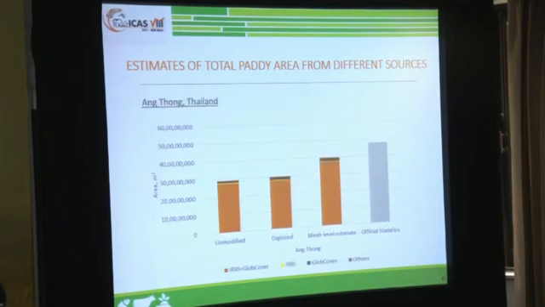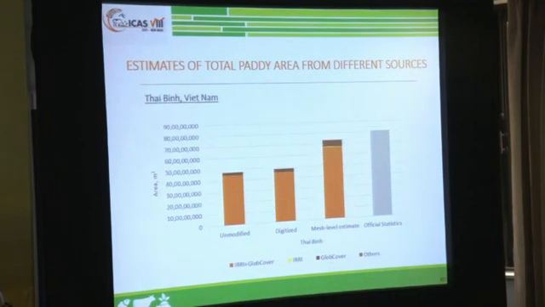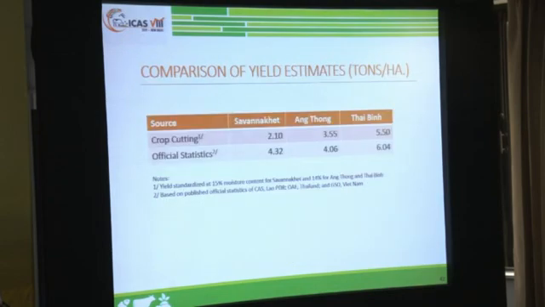And for Ang Thong, Thailand, the case is different. The official statistics is higher than the estimates we got using the 3 methodologies. And the same with Thai Binh, Vietnam. Also for the comparison of yield, these yield estimates are standardized at 15% moisture content for Savannakhet, which is the standard moisture content according to the farmers, and 14% for Ang Thong and Thai Binh.